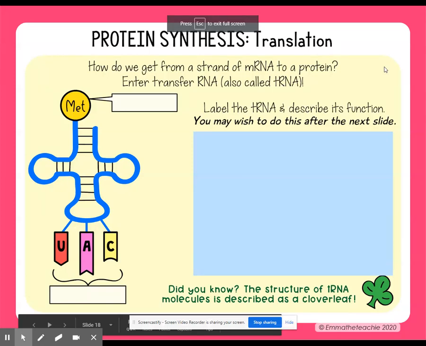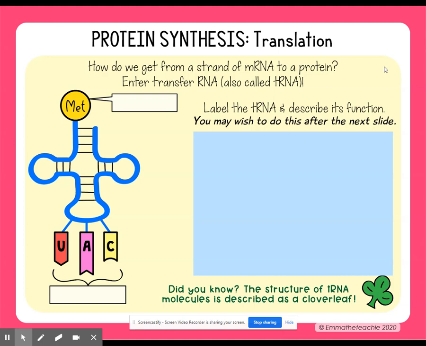Okay, so we're going to continue on with another aspect of translation. And the question at the top says, how do we get from a strand of messenger RNA to a protein? And then it says enter transfer RNA, also called tRNA. Remember, there's three types of RNA. There's messenger RNA, transfer RNA, and ribosomal RNA. So this one is our transfer RNA, and it's on the left-hand side here.